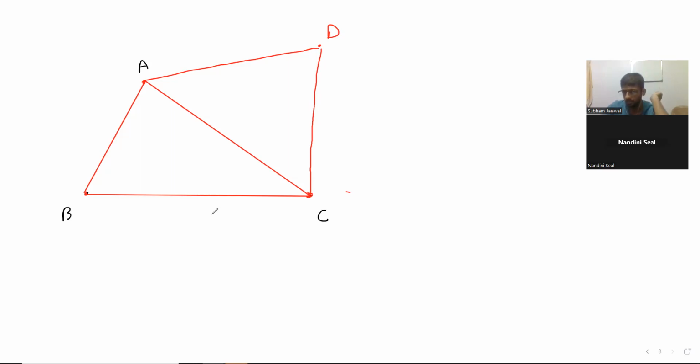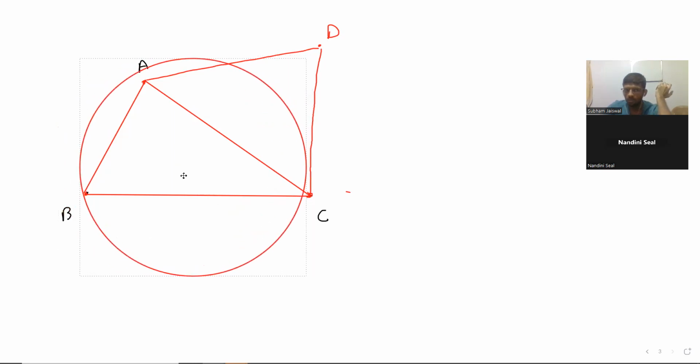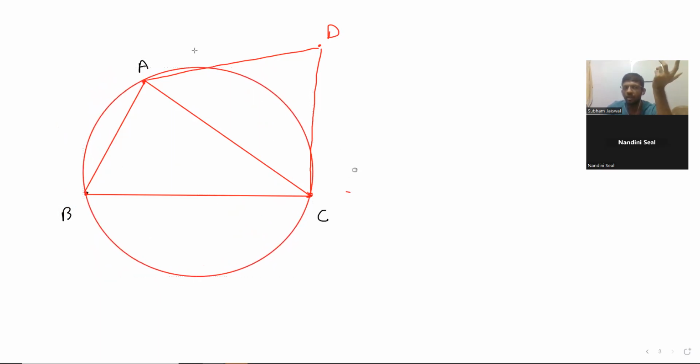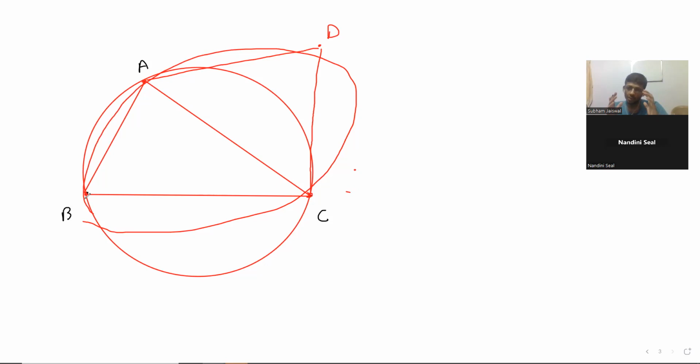Is that clear? Yes, sir. Right? Because as you said, when you have 3 points, you can make only one circle. So if your 4th point is not on that circle, then how can you make a circle passing through those 4 points? Because if you could, you'd get another circle passing through these 3 points, but that is not possible. So any 4 points, it's not necessary that you can have a circle through them.